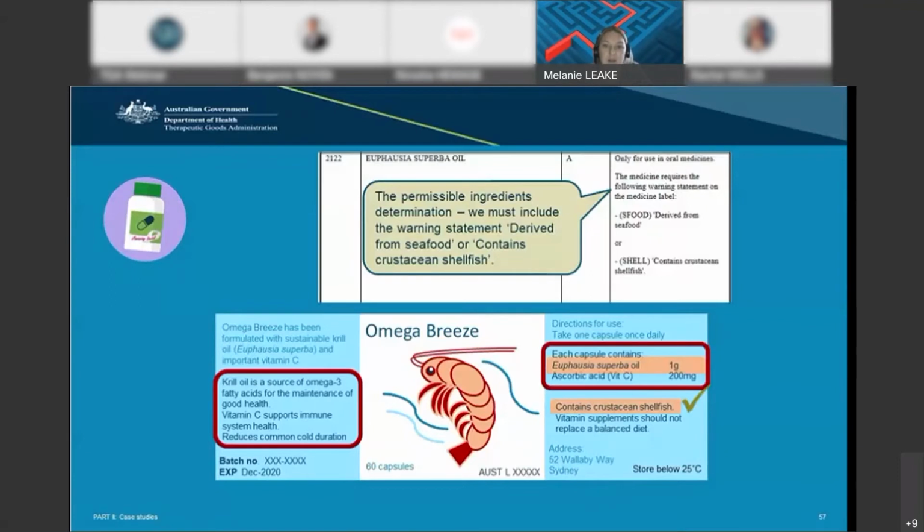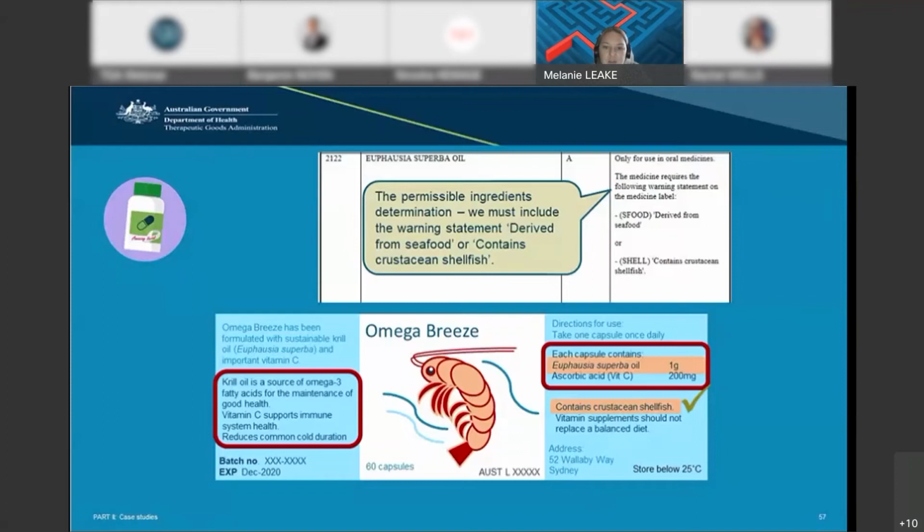Our next step is to consider other legislation that may also have an impact on our label. In this example, we will look at the permissible ingredients determination, and we'll start by looking at our krill oil ingredient, which is Euphausia superba oil. We must consider if the ingredient itself has label requirements, and we can do this by looking at the permissible ingredients determination. This determination is accessible through our website, of course, and there'll be links in this presentation that will take you to it.